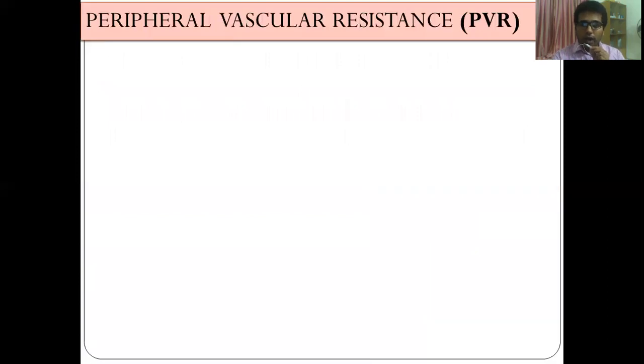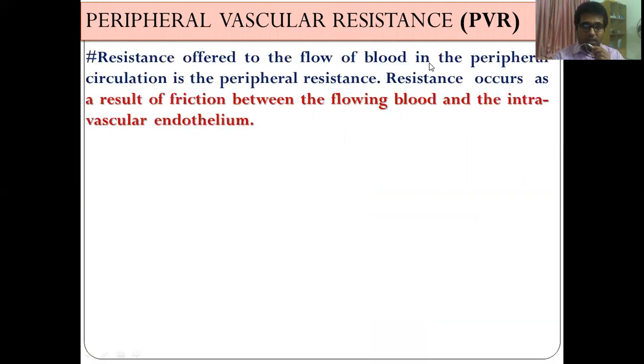Okay, now the next point is very, very important, that is peripheral vascular resistance, or PVR. So what is resistance? Resistance offered to the flow of blood in the peripheral circulation is simply called peripheral resistance. So how does this resistance result? Resistance occurs as a result of friction between the flowing blood and the intravascular endothelium. I repeat again, resistance occurs as a result of friction between the flowing blood and the intravascular endothelium.